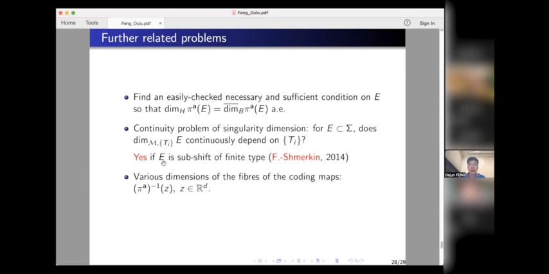We only know that if E is a subshift of finite type, then indeed this singularity dimension continuously depends on the linear parts. That was proved by Habermas, Becker and myself. Okay, another question is about the various dimensions of the fibers of the coding maps. We haven't done this job, and I think this still deserves to be further investigated.